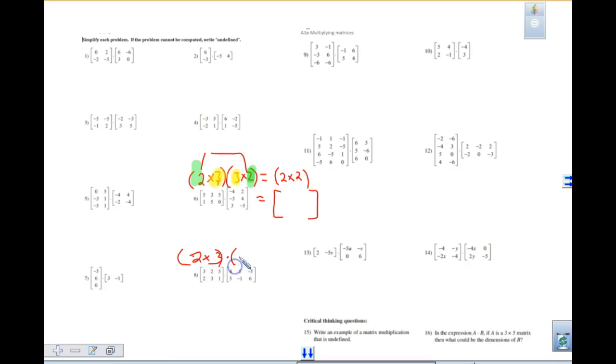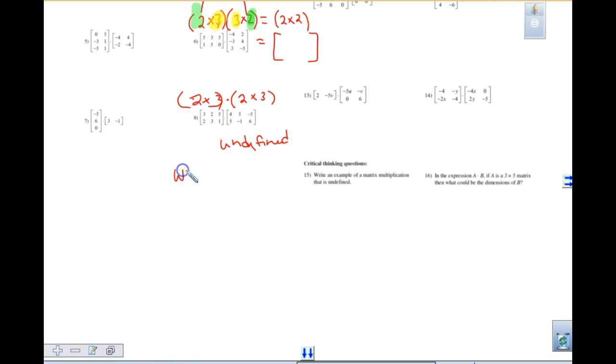Okay, and then this one is another 2 by 3. Is it going to work? It is undefined. Okay. On the quiz next week, if you just put undefined, you get the point. If you tell me why, you get the bonus. I hardly ever give bonus. The why. Why is this one undefined?